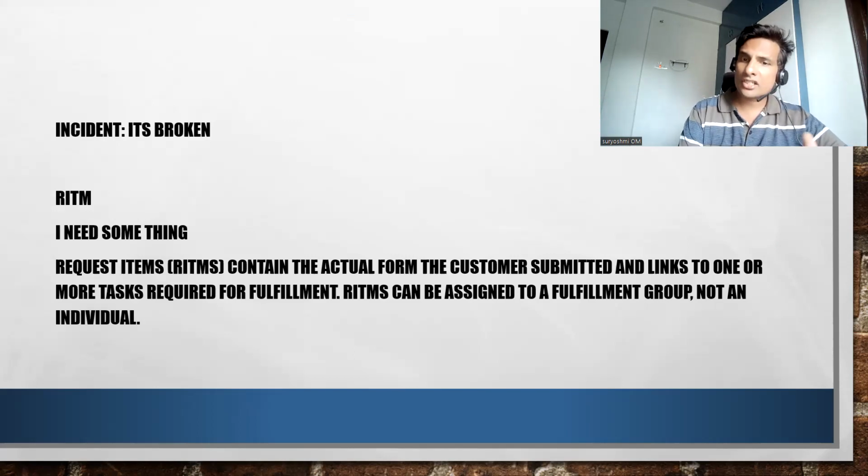A request item contains the actual form the customer submitted and links to one or more tasks required for fulfillment. A RITM can be assigned to a fulfillment group, not an individual. What is this exactly? For example, in support, 5 team members are working, so for a group it will be assigned. It can also be individual. With reference to a RITM, tasks will be separately created, not with reference to an incident. But what is the link between incident and RITM? I will explain that also.